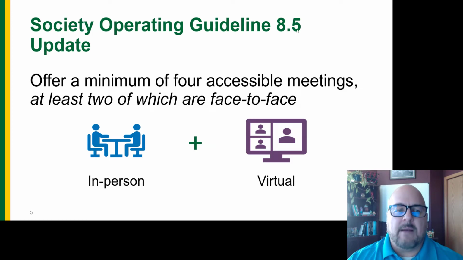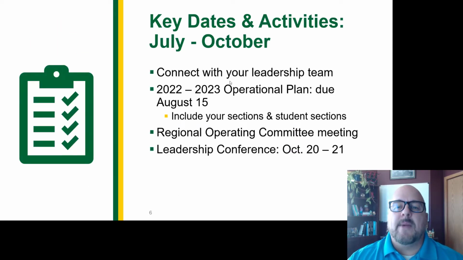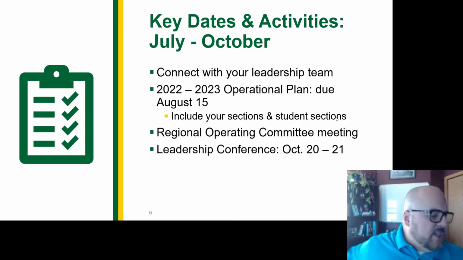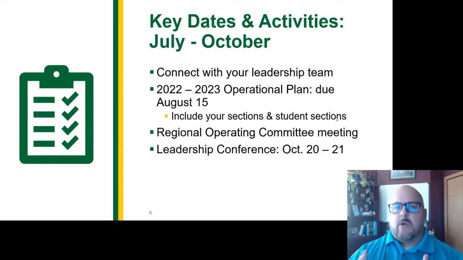Based on the 8.5 or the SOG 8.5 update, minimum of 1 to 4 accessible meetings, at least 2 of which have to be face-to-face. This is for your chapter. These are requirements, key dates. You connect with your leadership team in January and August. You submit your operational plan, which is something we're going to discuss and hopefully improve. Include your sections and student sections. I'm not sure if that's something you're all doing.